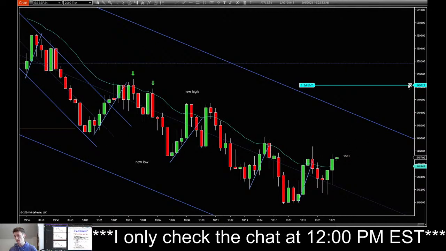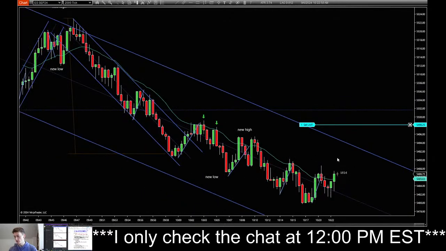Okay, so we pushed back up and through the EMA. Still the possibility, so if we do tick higher and get a nice bearish bar, then I might still consider it, but it's looking less likely now.